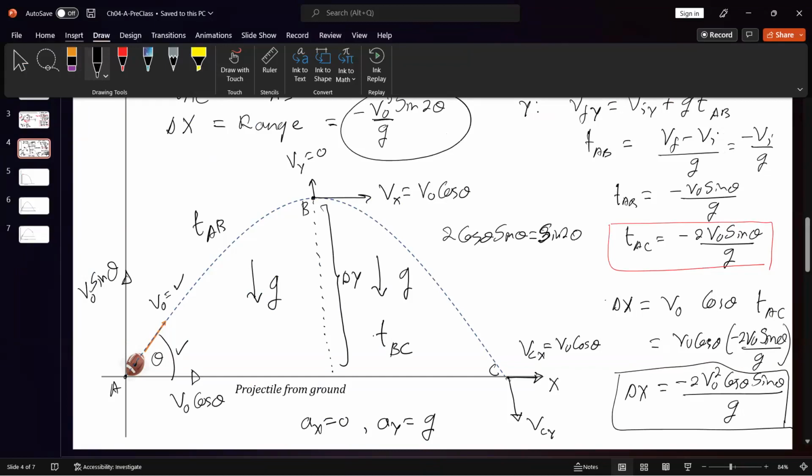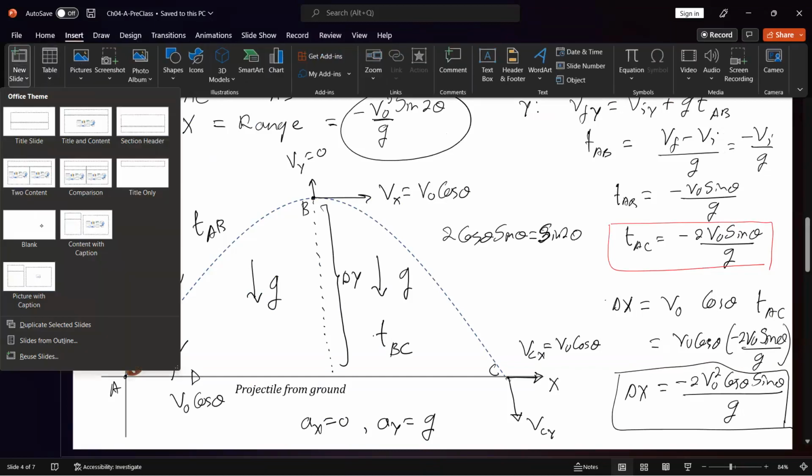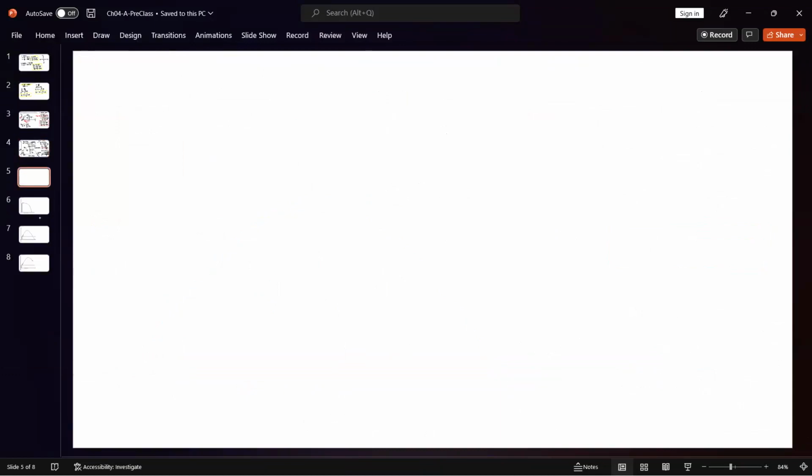Now this idea right here, delta x, the range, we can use to prove the maximum range. If you remember the last experiment, we tried to understand the maximum range by projecting the object at various angles. If you remember that, then if I draw a graph of theta versus the range for various different angles, my data set looked like this.